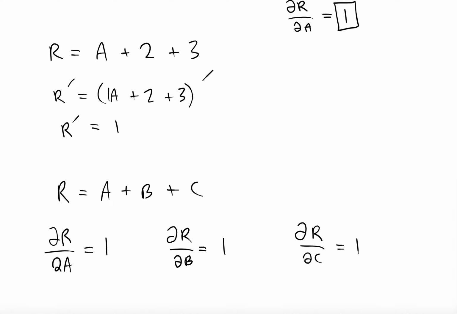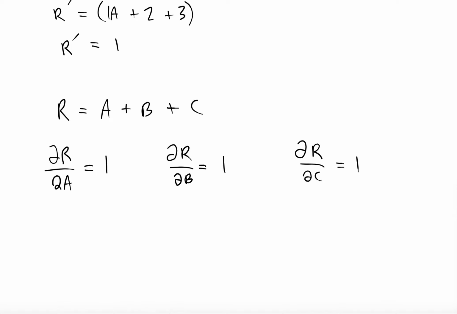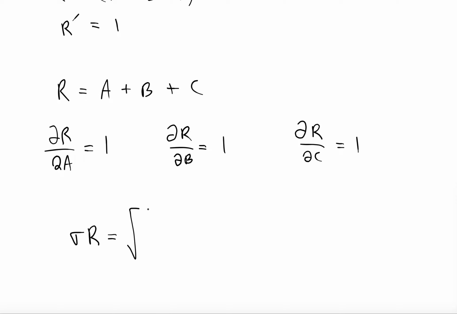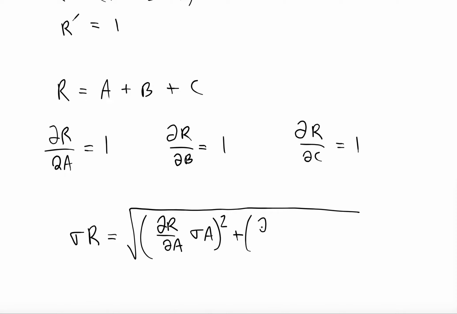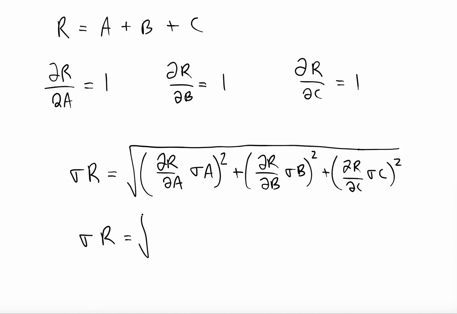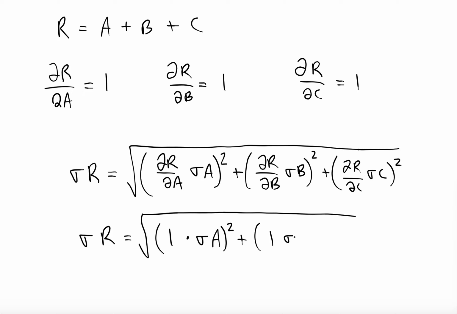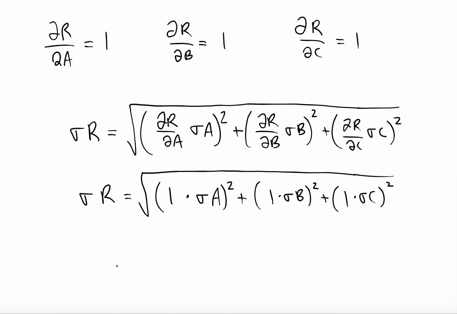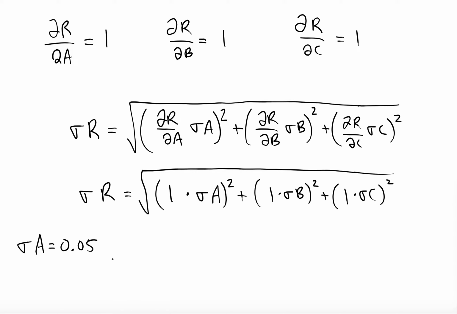All right. Now that we have that, we can plug into the formula. The formula says sigma r equals the square root of partial with respect to a times sigma a, and then you've got this. Now we know those partial derivatives. That's the point of doing that. So we can plug in. We get 1 times sigma a, 1 times sigma b, and 1 times sigma c. If you recall, our sigma a was 0.05, sigma b was the same, and this one was the same too.